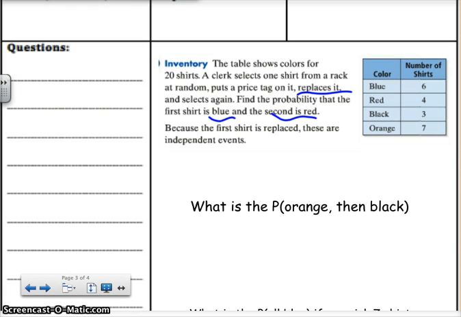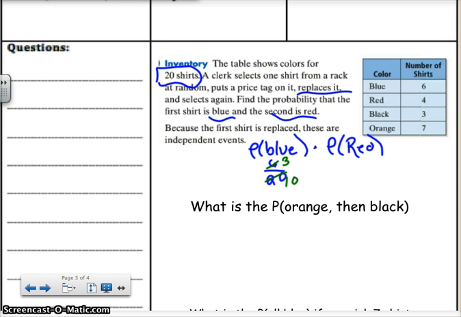Because the first shirt is replaced, these are independent. So the probability of blue times the probability of red. What's the probability of blue? 6/20. I don't have to add them up, they told me right away 20 shirts. 6/20 turns into 3/10. Probability of red, 4/20, is 1/5. Top times top over bottom times bottom: 3/50.